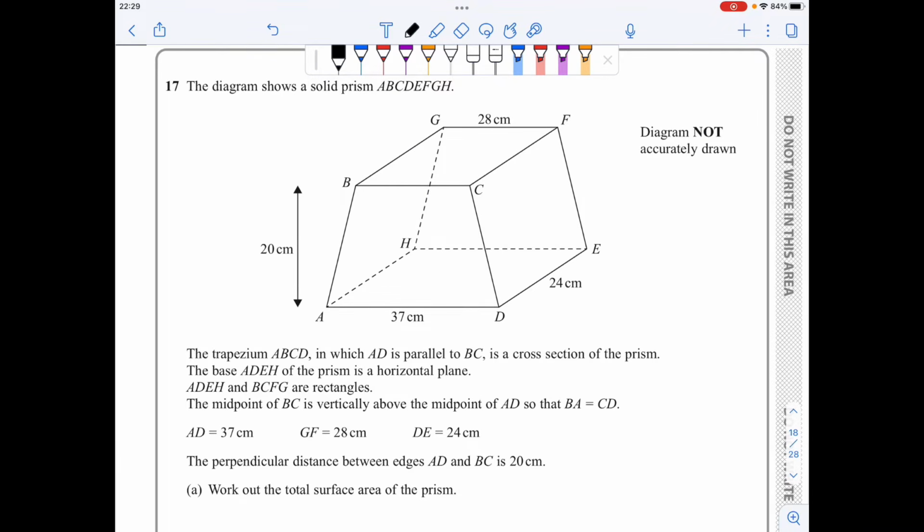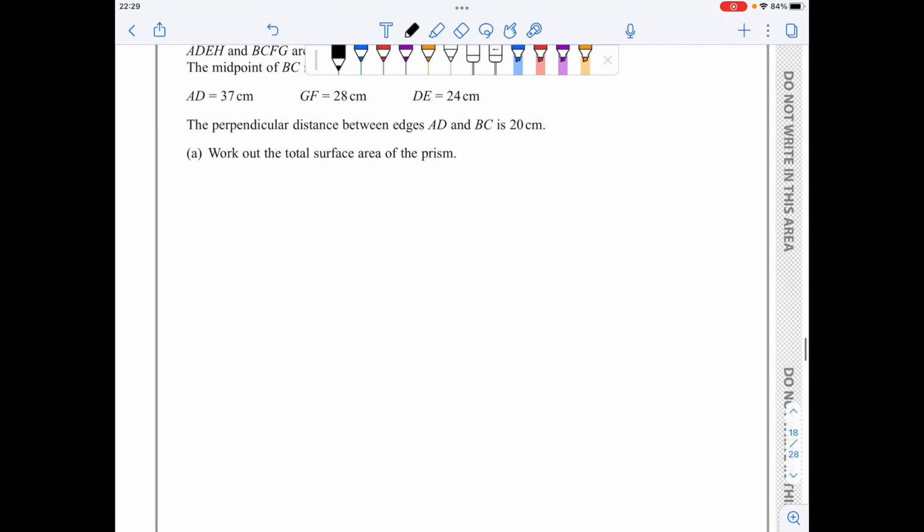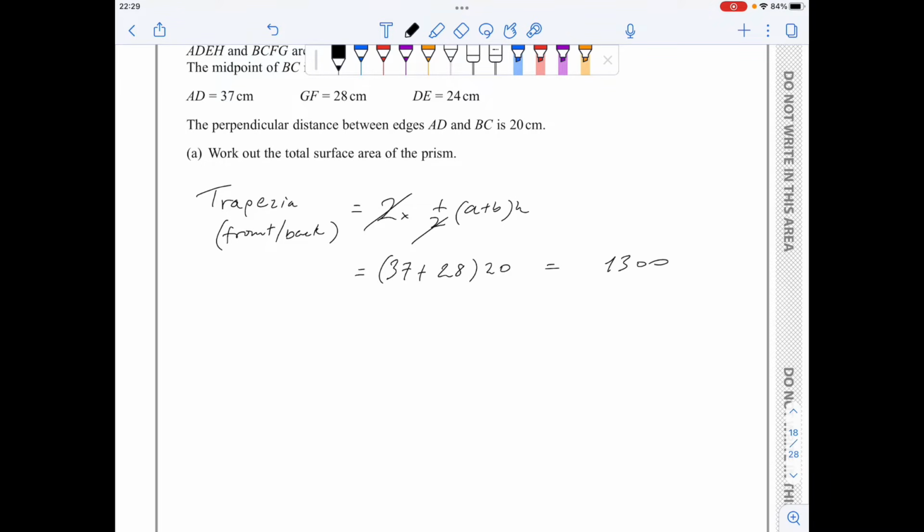For part A of question 17, I'll start by finding the area of the two trapezia, one at the front, one at the back. So let's write this down, trapezia, and let's write here front and back. And this is equal to 2 times, because I have 2 of them, and the area of the trapezium is a half a plus b times the height. So the 2 and the 1 over 2 cancel out. So I get 37 plus 28 times the height, which is 20, which is equal to 1300.